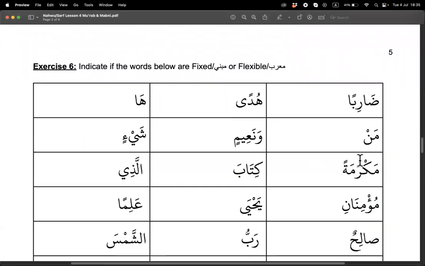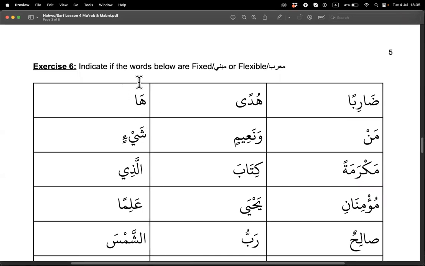Doriban. So it's Doriban. Mu'rab. Yes. Once you see tanween, you know it's mu'rab. Hudan. Mu'rab. Yes. But this one is like Musa. So you will never see hudun.